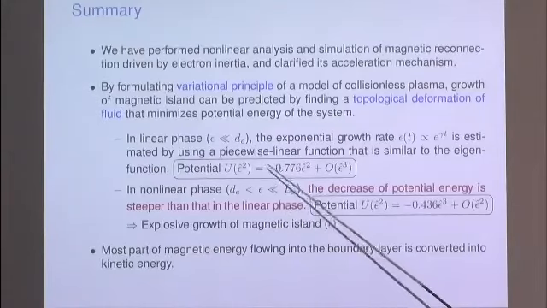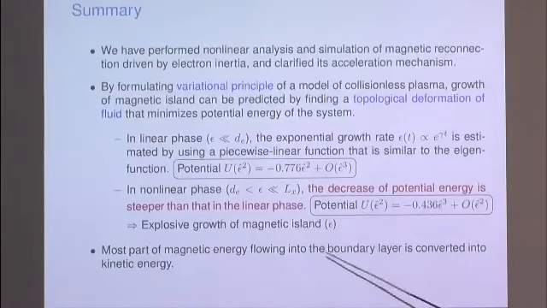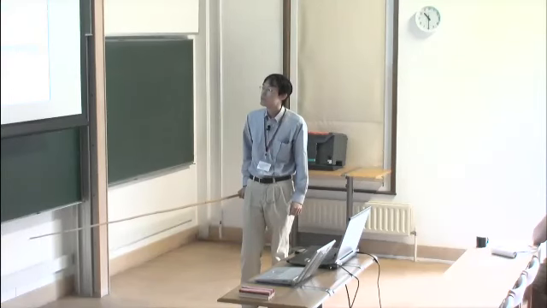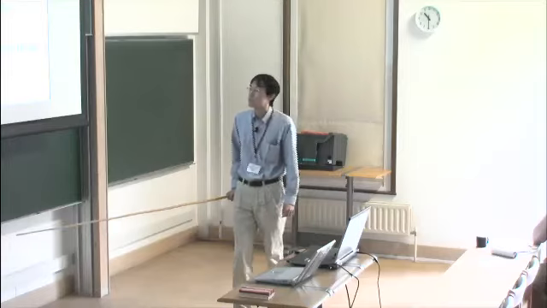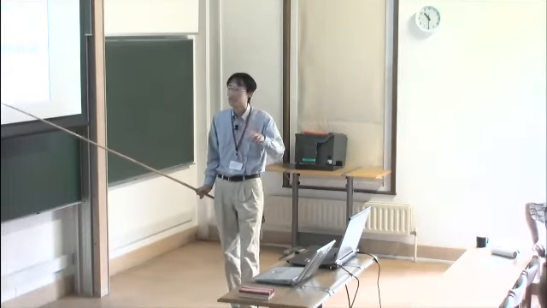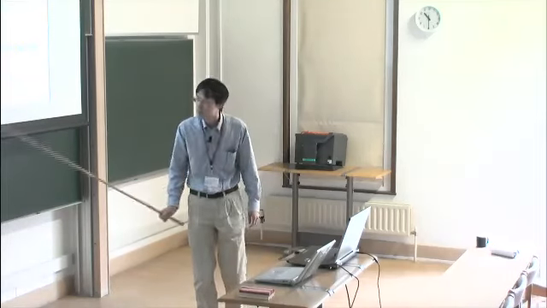So in the linear regime, the quadratic potential energy is derived, and in the nonlinear regime, the decrease of potential energy is steeper than the linear phase, which gives you explosive growth. And the physical mechanism is a little bit difficult to understand, but most of the magnetic energy flowing into the boundary layer is converted to kinetic energy.